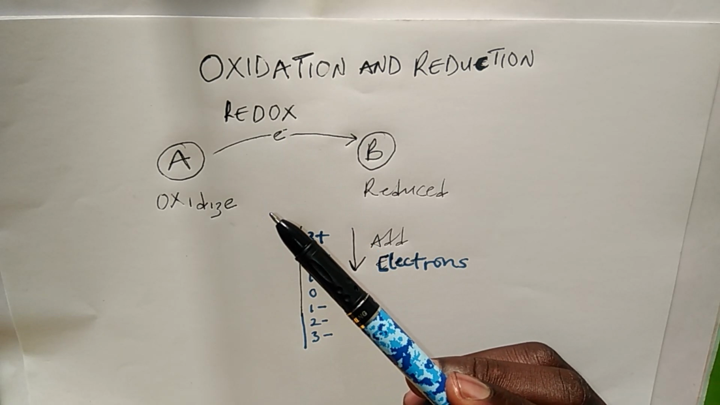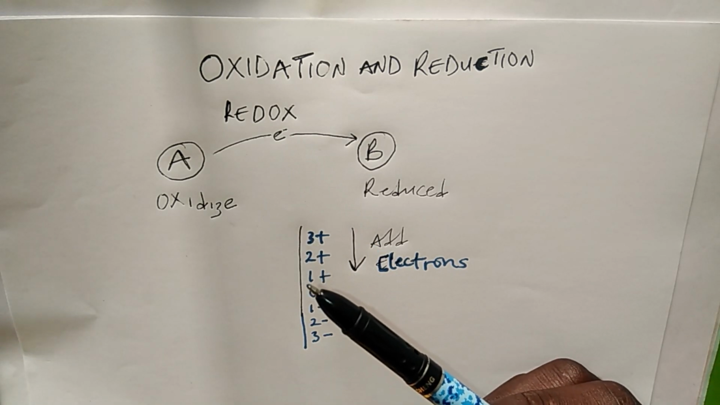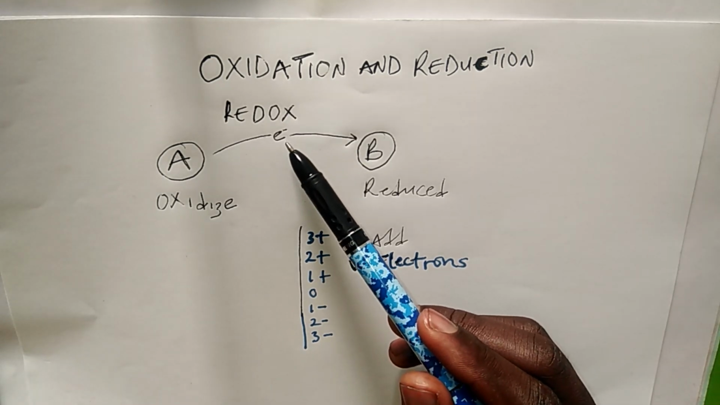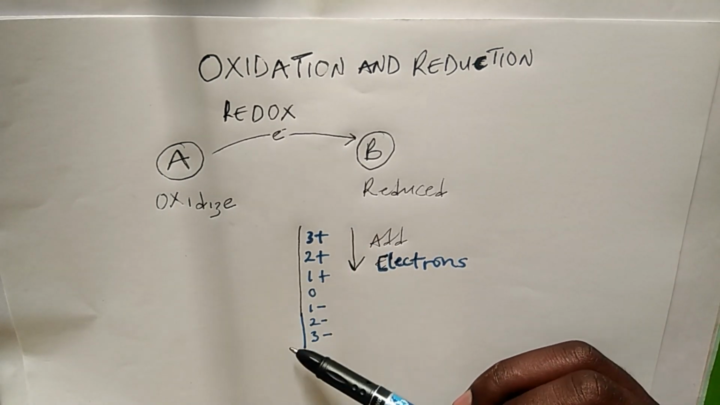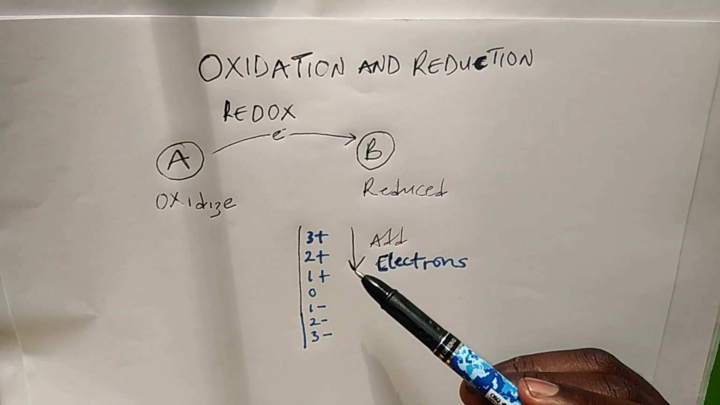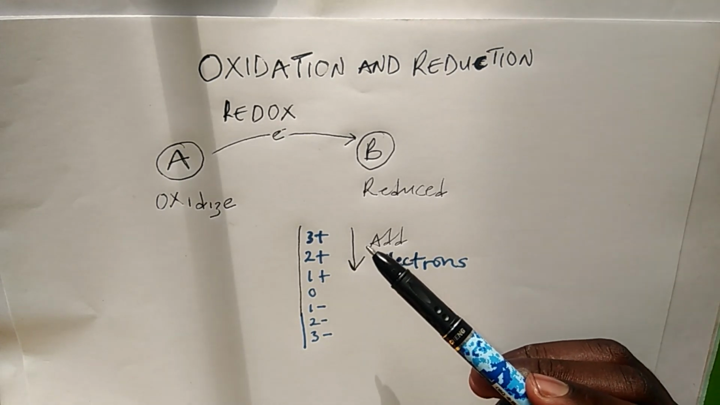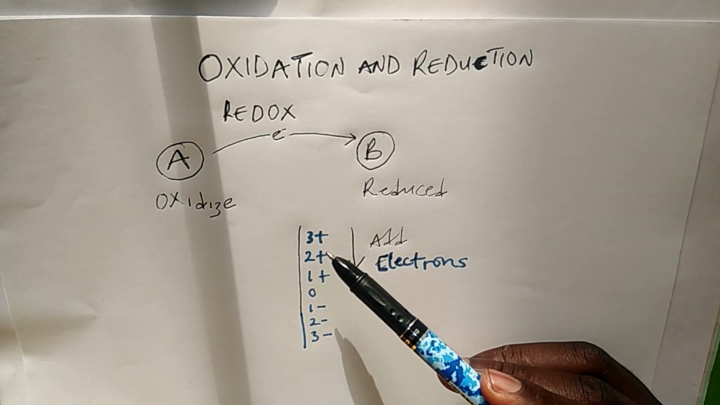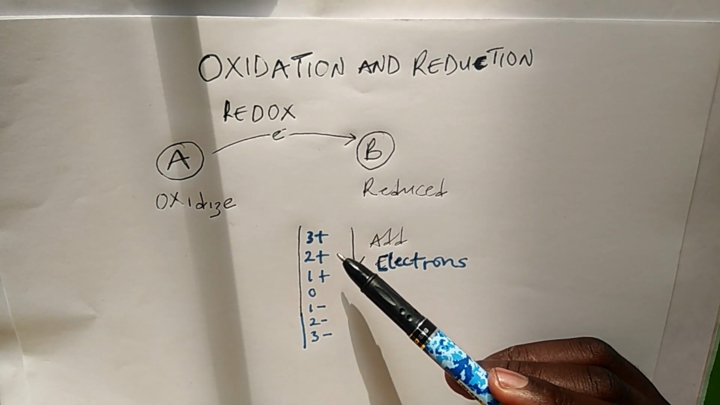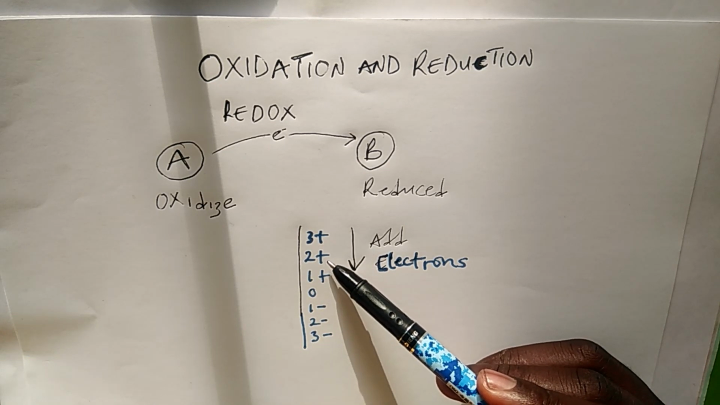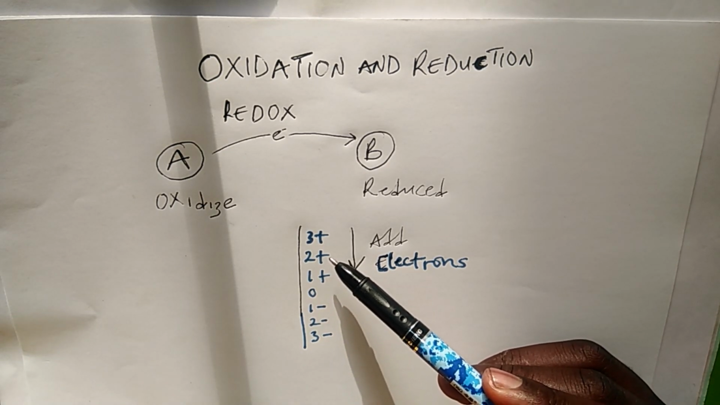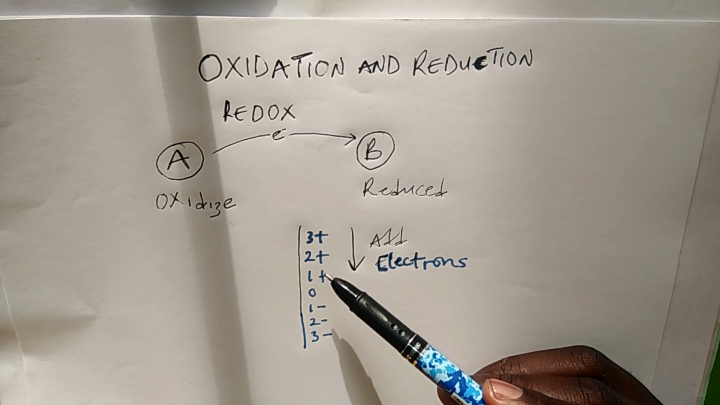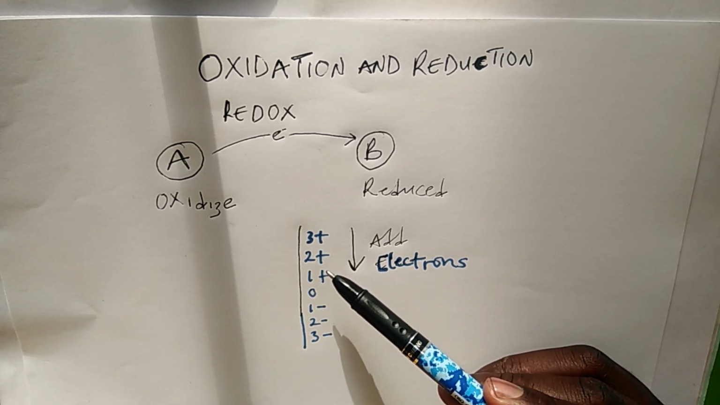Now, whenever an atom gains an electron, it's reduced because electrons are negatively charged. So take for instance the little chart we have here. We have addition of electrons. We have, for instance, an atom that has a plus 3 charge. When you add one electron, it drops down to plus 2 because minus 1 plus 3 is plus 2.